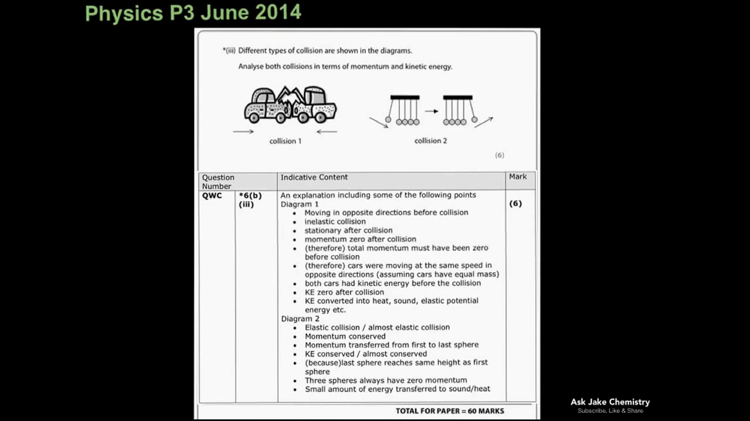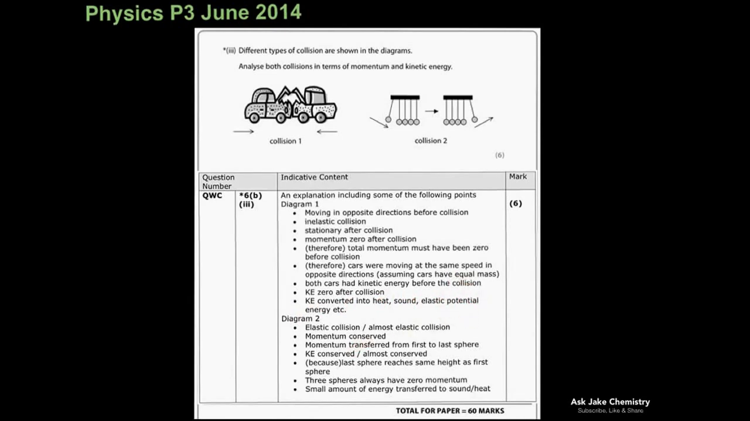For diagram 1, the objects are moving in opposite directions before the collision. It's an inelastic collision. Make sure you know what all these terms mean because you might have to explain them. Stationary after collision, so momentum is 0 after collision. Therefore, total momentum must have been 0 before collision if they're moving at the same speed, assuming they have equal mass. The kinetic energy is 0 after collision because the kinetic energy is converted into heat, sound, and elastic potential energy.